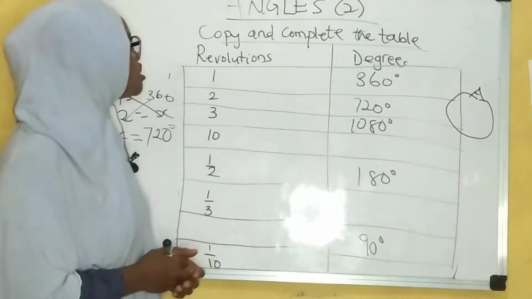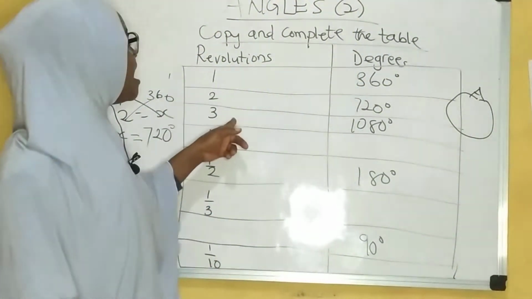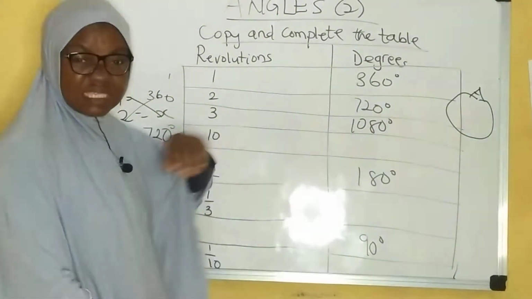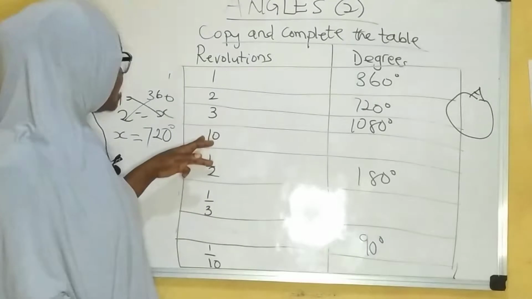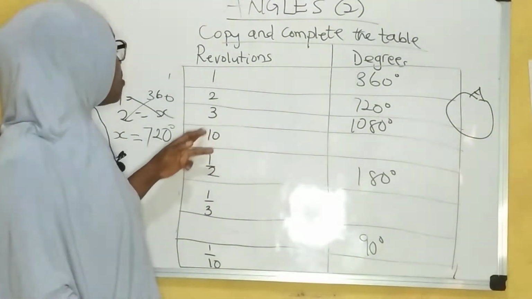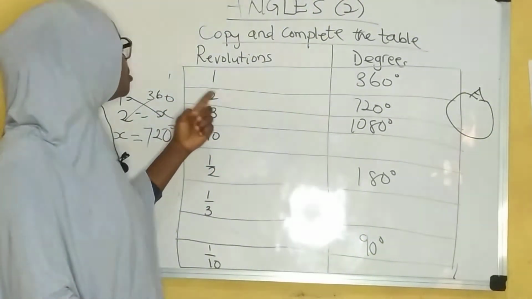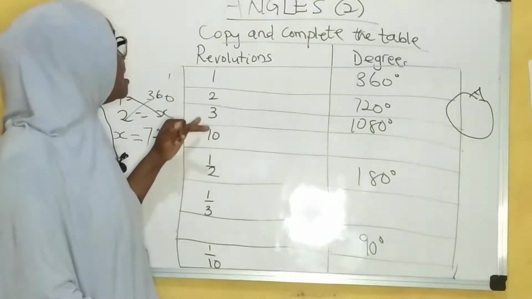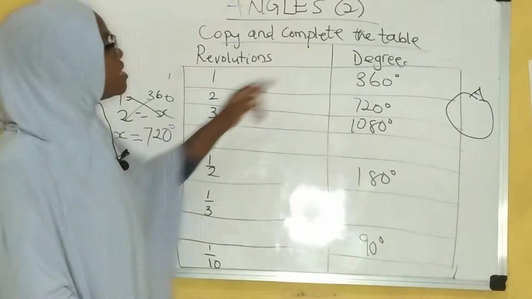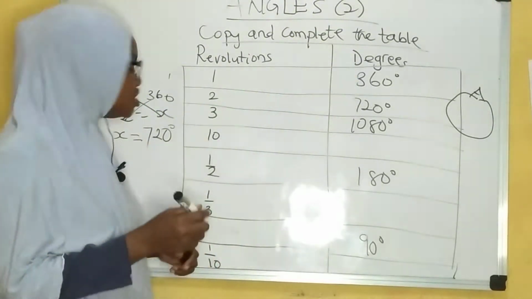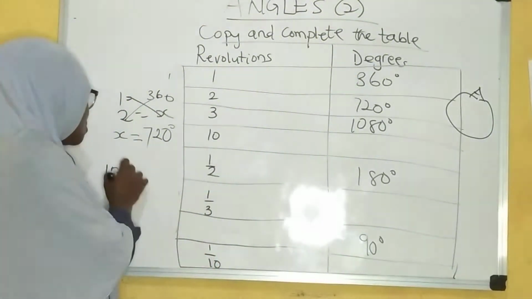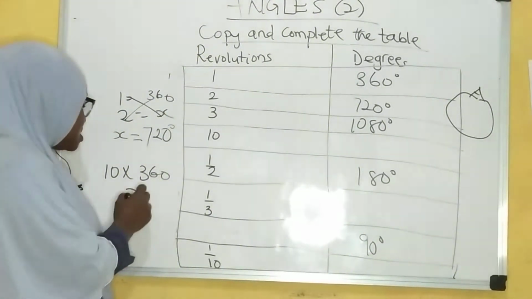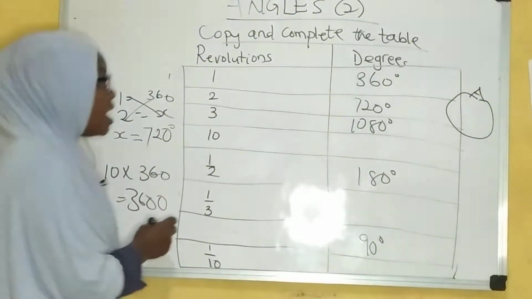Now let's go to the next one. The third revolution that I have is 1080 degrees. Is that clear? Also the 10th revolution here. Just like we did the first one, two revolutions is just 2 times 360. The same way, that's what we are going to do here. 10 revolutions is going to be 10 times 360 degrees. Let's see, 10 times 360 degrees, and that will give me 3600 degrees.